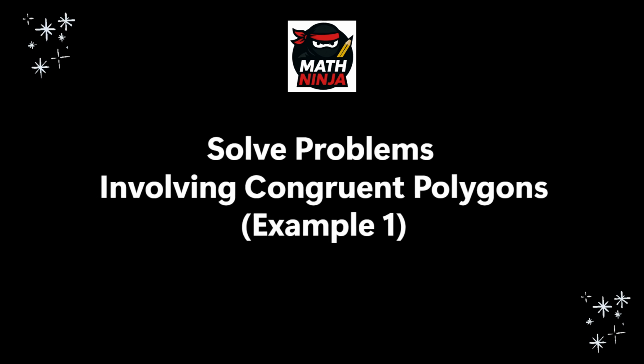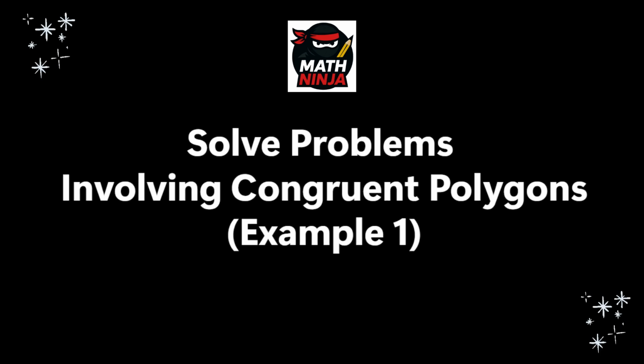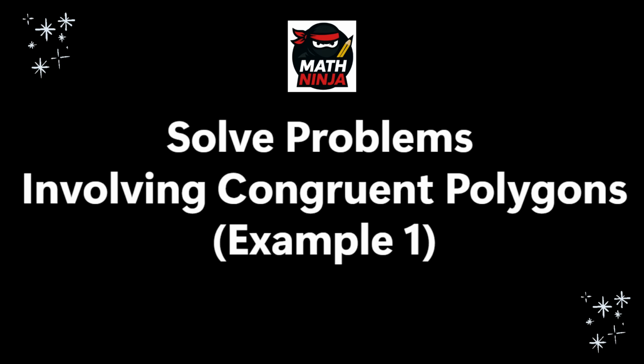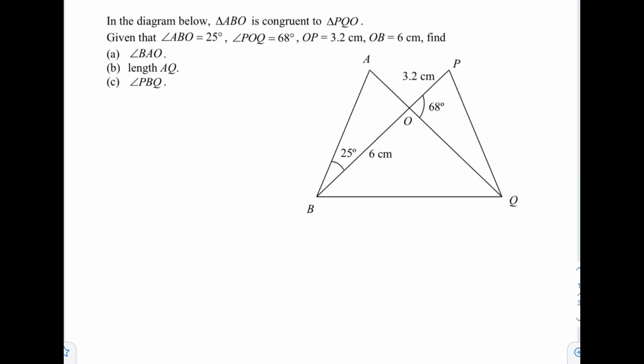In this video, we will learn how to solve problems involving congruent polygons. In this question, we are told that triangle ABO is congruent to triangle PQO. So congruent means same size, same shape, and therefore, it implies that all the corresponding angles and all the corresponding sides are equal.